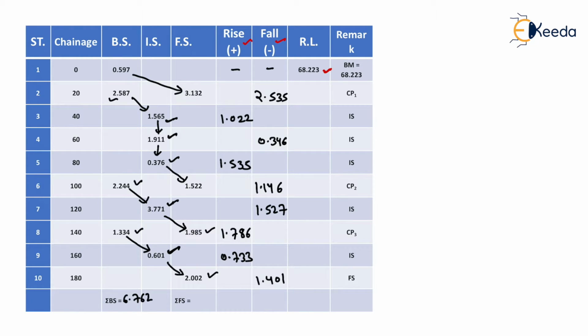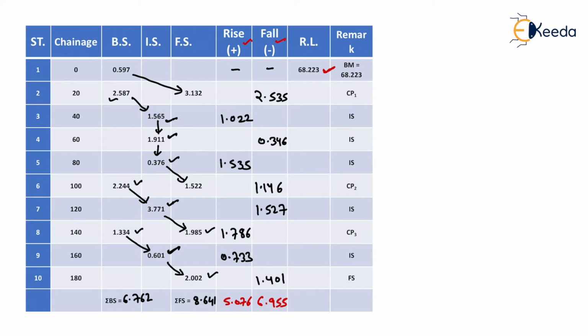On adding all the backside readings, we will get 6.762. Similarly, on adding all the foresight values, we will get 8.641. Similarly, on adding all the rise values, we will get 5.076, and on adding all the fall values, we will get 6.955.